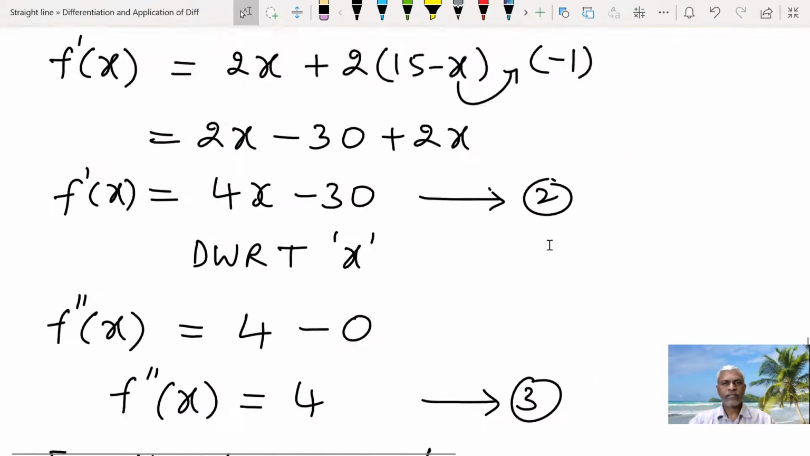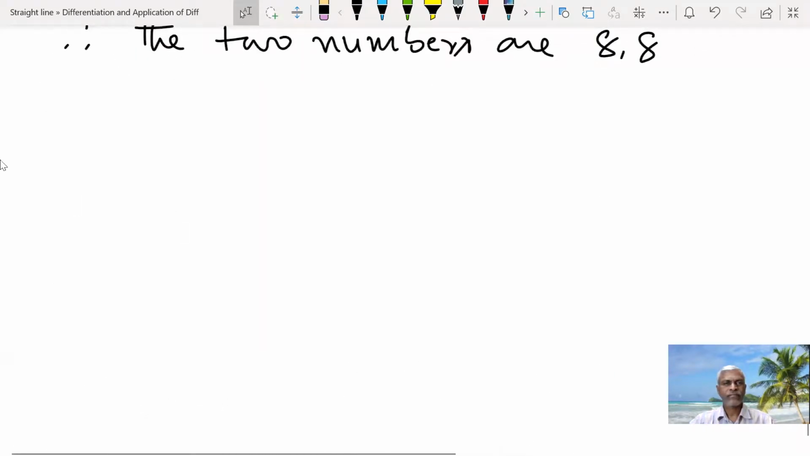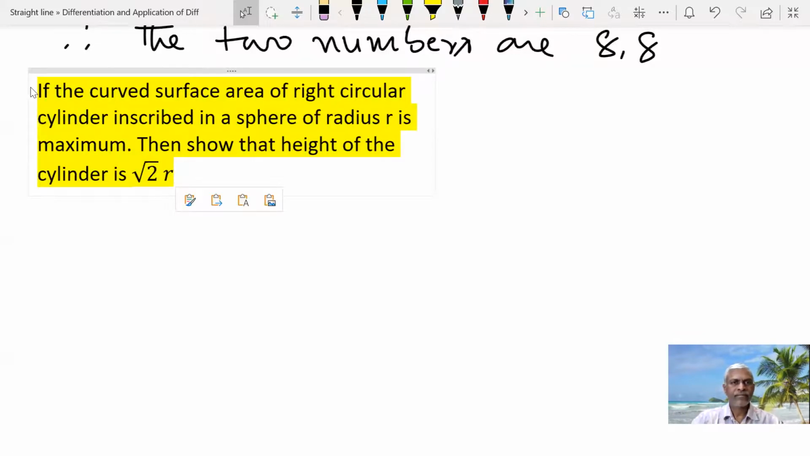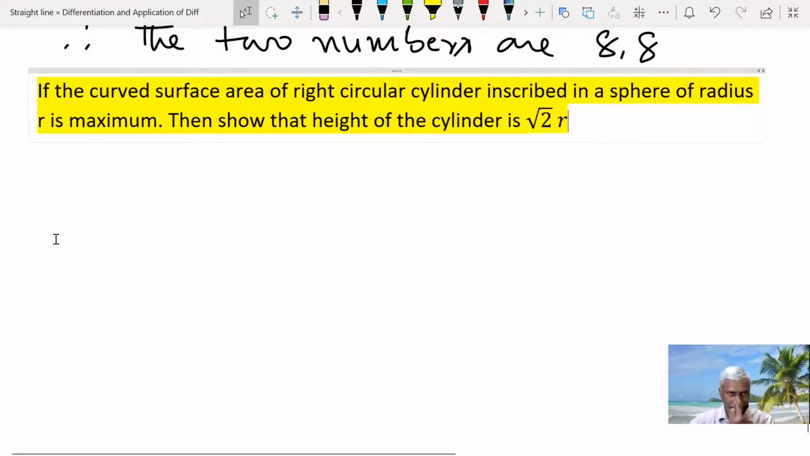Let us practice one more problem. In maxima and minima, it is also a very important problem. If the curved surface area of a right circular cylinder inscribed in a sphere of radius r is maximum, then show that the height of the cylinder is root 2 r.